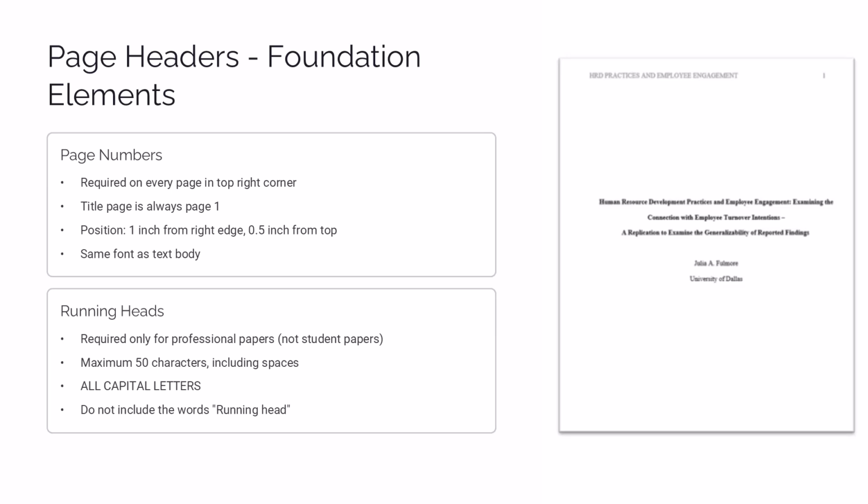This creates a clean, professional appearance without the complexity of running heads. The simplicity of student paper headers reflects the focus on demonstrating your understanding of course material rather than meeting publication requirements. Understanding this distinction will save you significant time and prevent unnecessary formatting complications. Always check your assignment requirements to determine whether you're expected to use student or professional format. And when in doubt, ask your instructor for clarification.